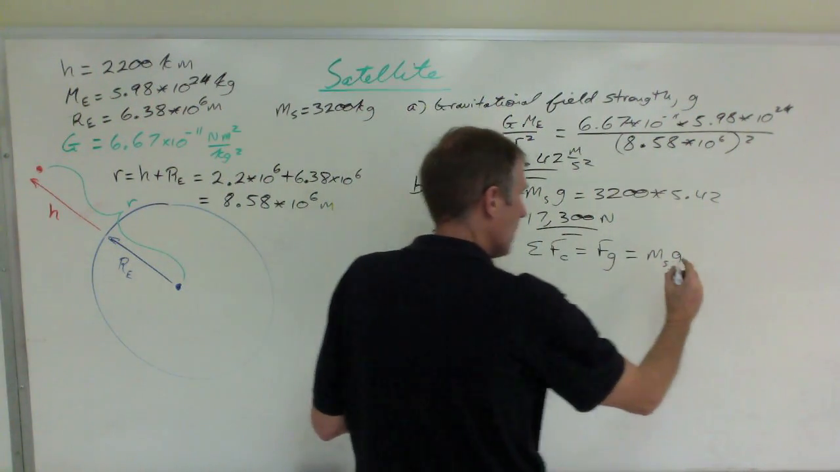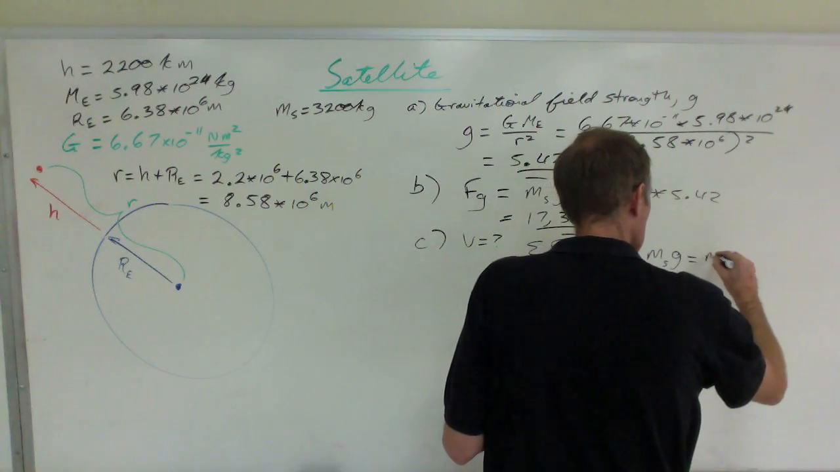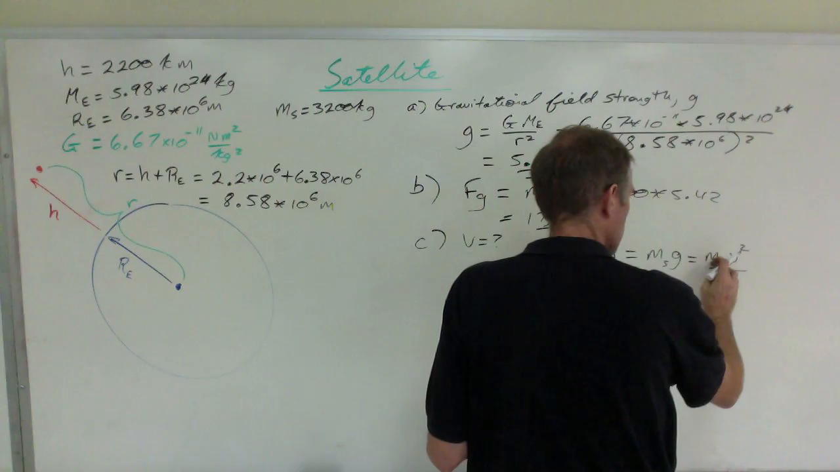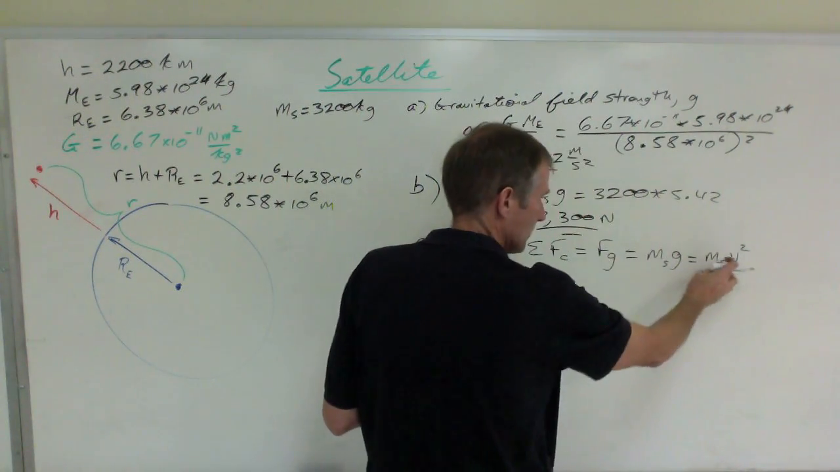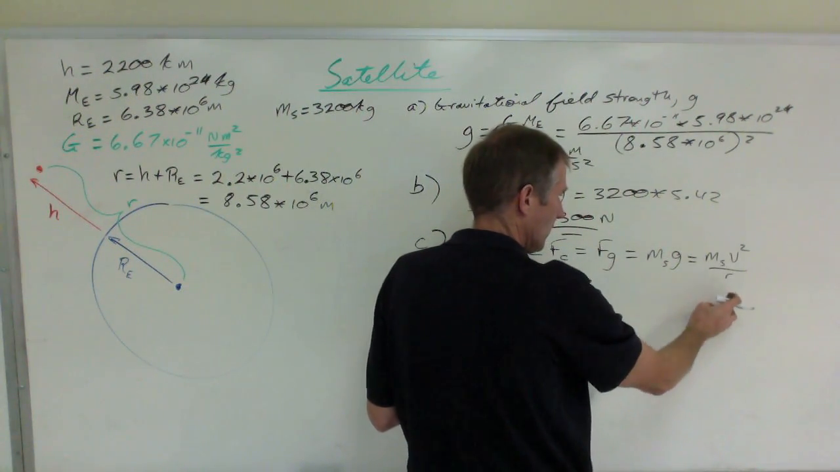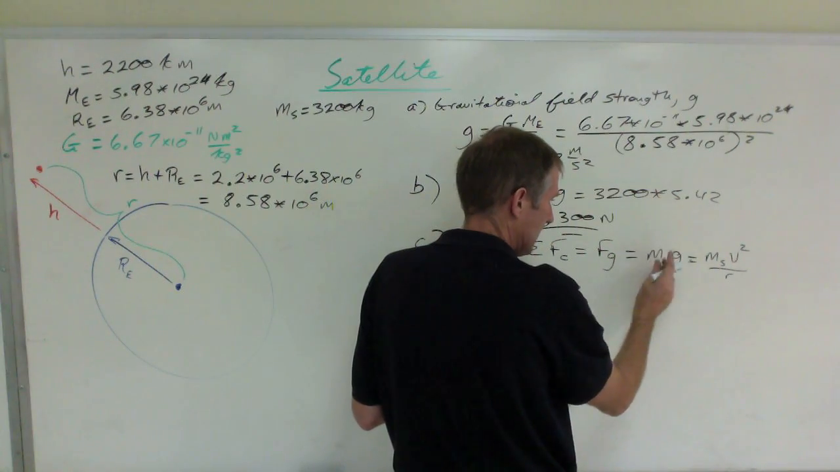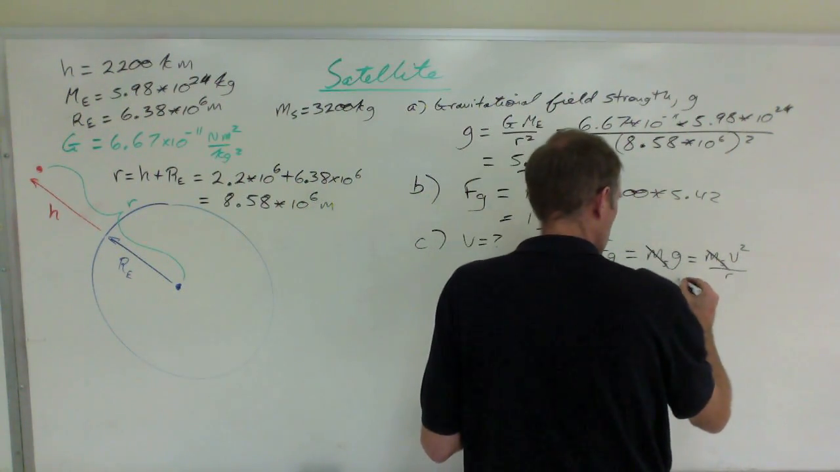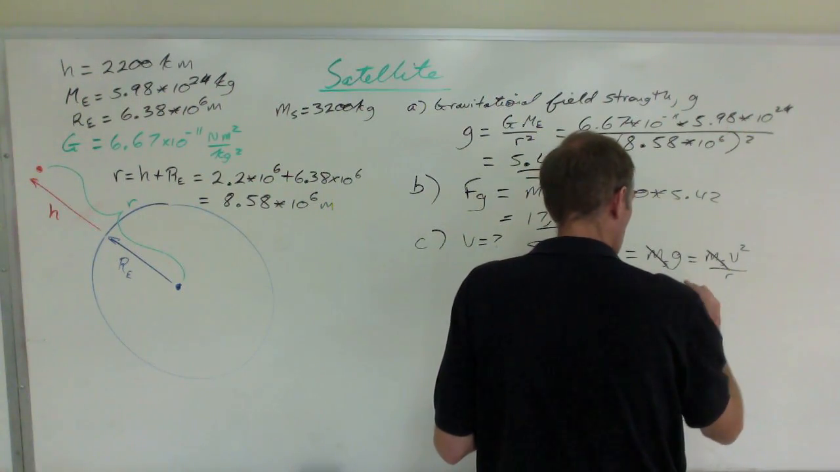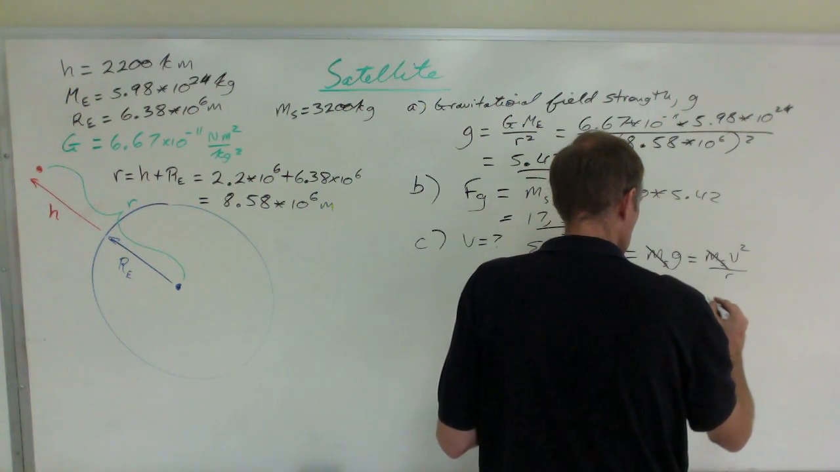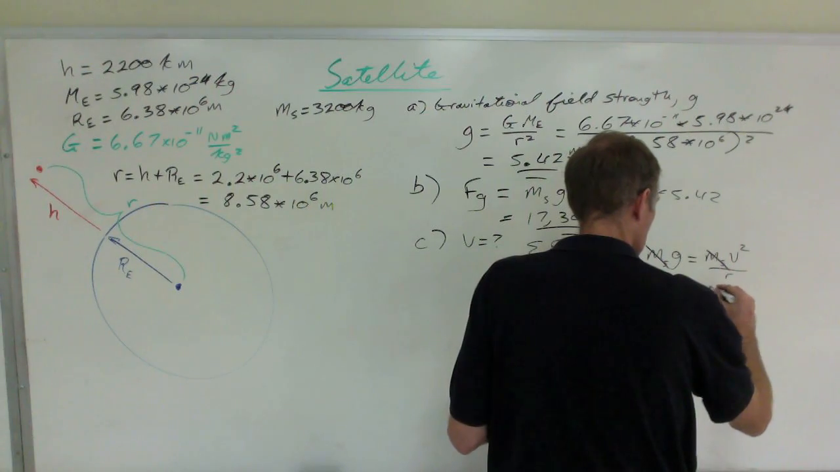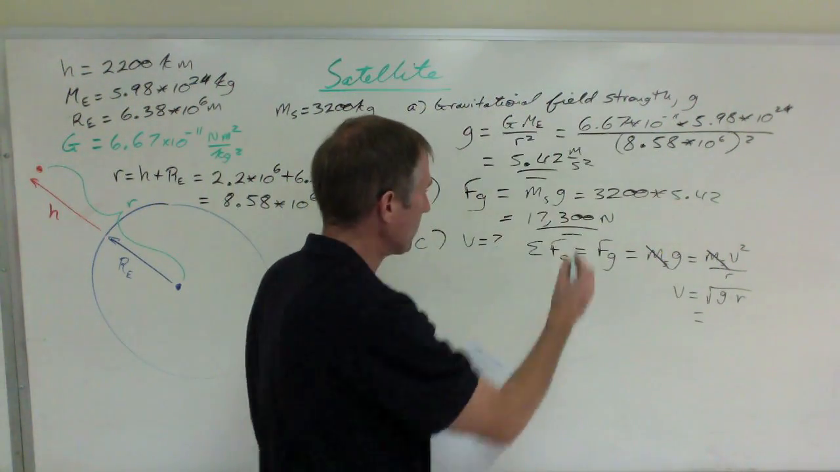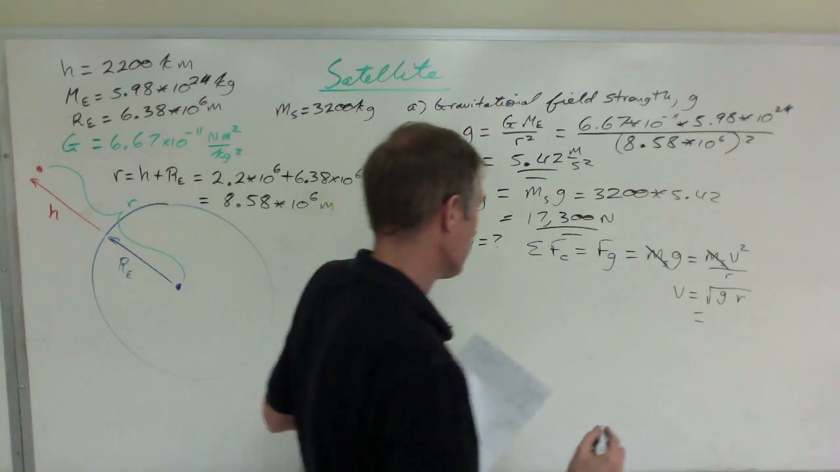That's the centripetal force. Well, that causes the satellite to go in a circle, mv squared over r, centripetal force. The mass of the satellite, the thing going in the circle, cancels. And so g equals v squared over r, or v equals the square root of g times r, which is 5.42 times that r.